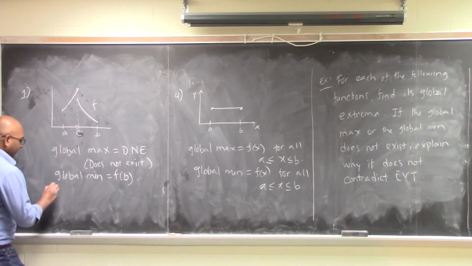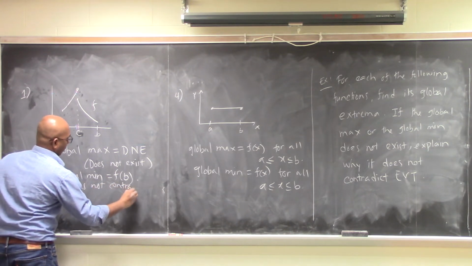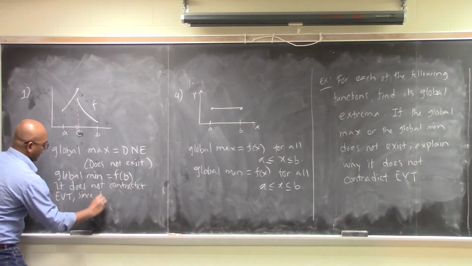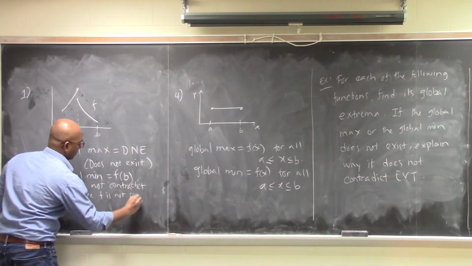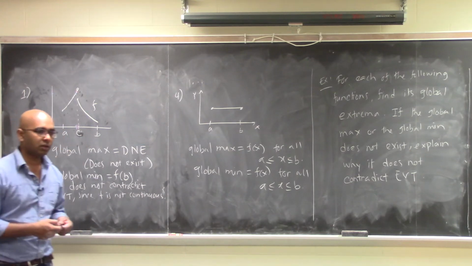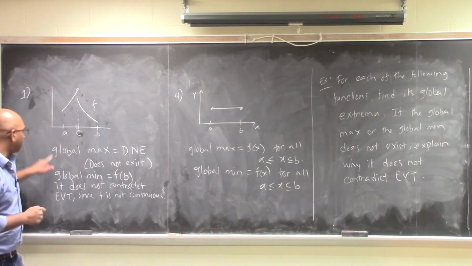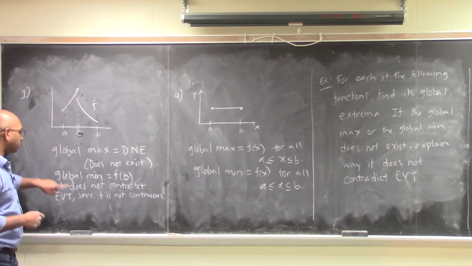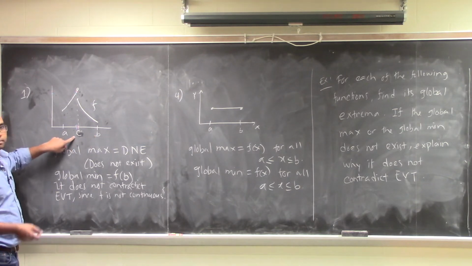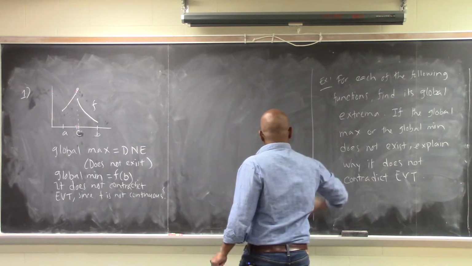That condition breaks. It does not contradict EVT since f is not continuous. So when we say not continuous, we mean in the whole domain. In the extreme value theorem, when it says it is continuous, that means it is continuous at every point on the domain. So this does not contradict the extreme value theorem because f is not continuous in the whole domain. Actually, it is not continuous at C, but that's enough. All right. The next example is this.